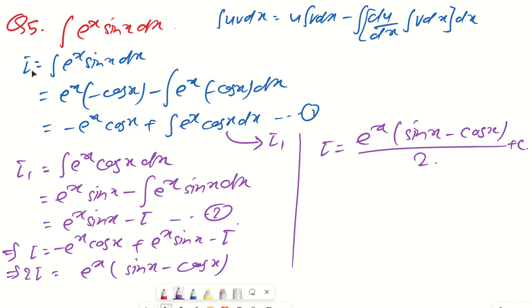So this is very easy. You consider one of the terms as I, and we have also considered another term as I1, and I1 we have evaluated in terms of I again, and this value we have put back so that we get the complete solution. So alright guys, hope you have a complete understanding of this particular integration by parts.